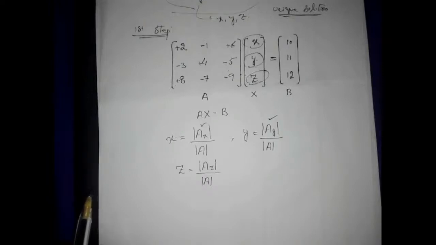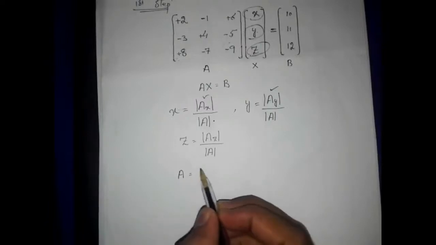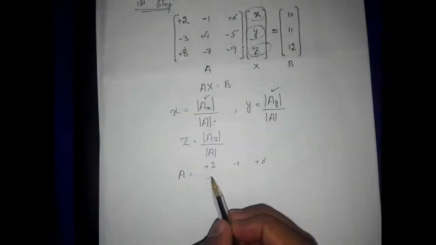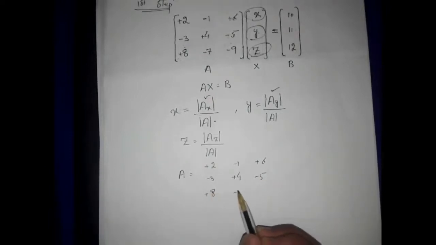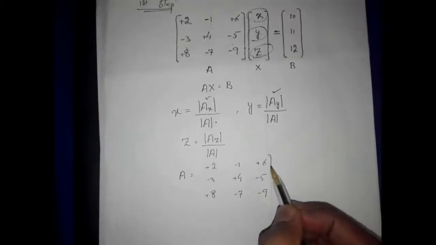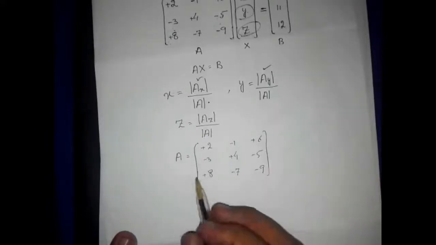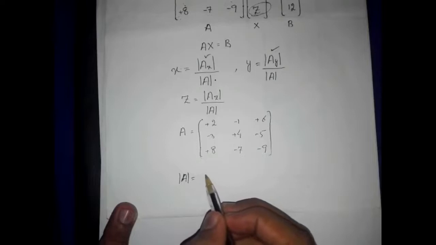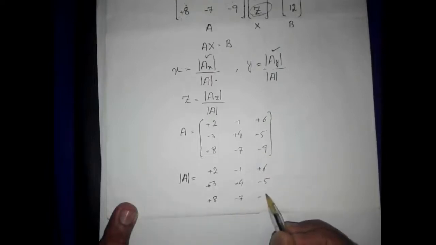So first we need to find the determinant of A. As we know, the A matrix is +2 -1 +6, -3 +4 -5, +8 -7 -9. So the determinant of this matrix will be equal to, we represent the determinant of a matrix by this symbol. So I write the A matrix: 2 -1 6, -3 +4 -5, +8 -7 -9.